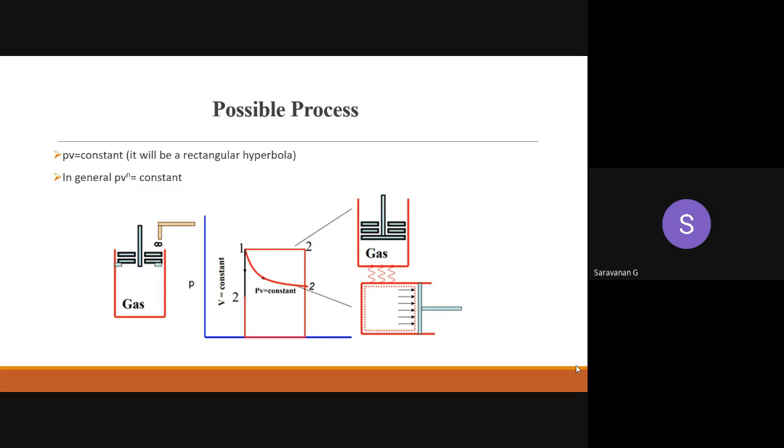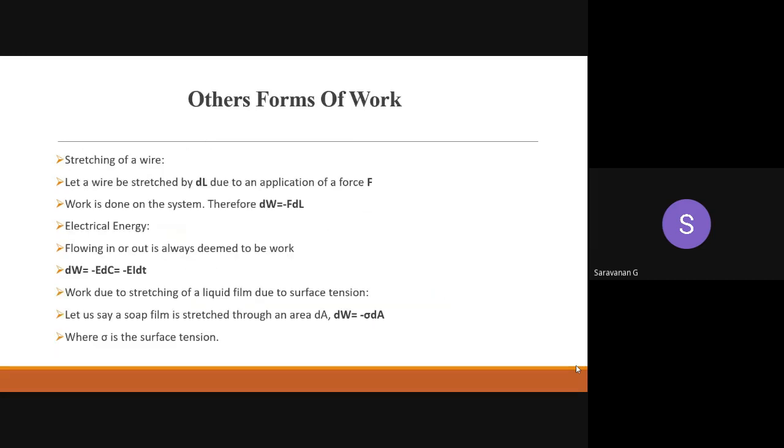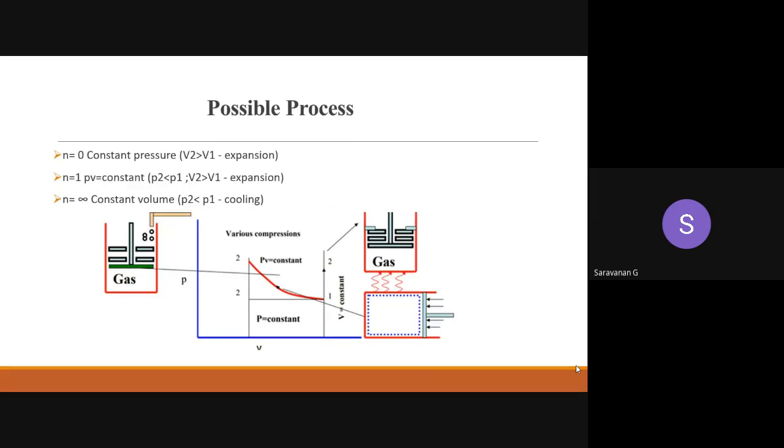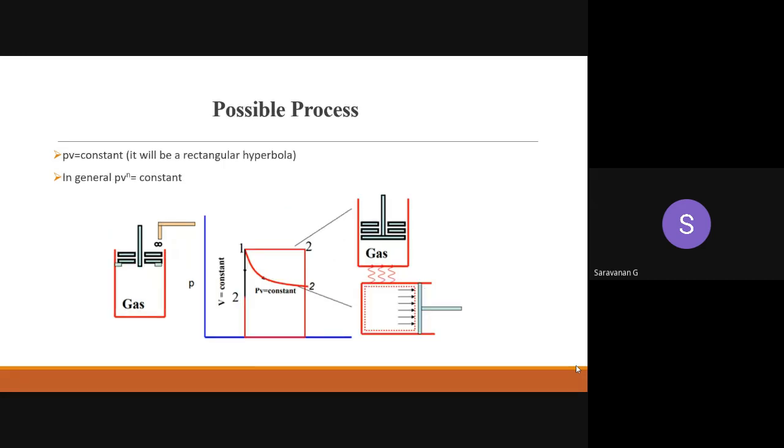So see the diagram. These are all the different possible processes, as I mentioned earlier. If n equal to 0, what is the process? If n equal to 1, what is the process? If n equal to infinity, what is the process? We'll be discussing all the processes in the next unit, next session.